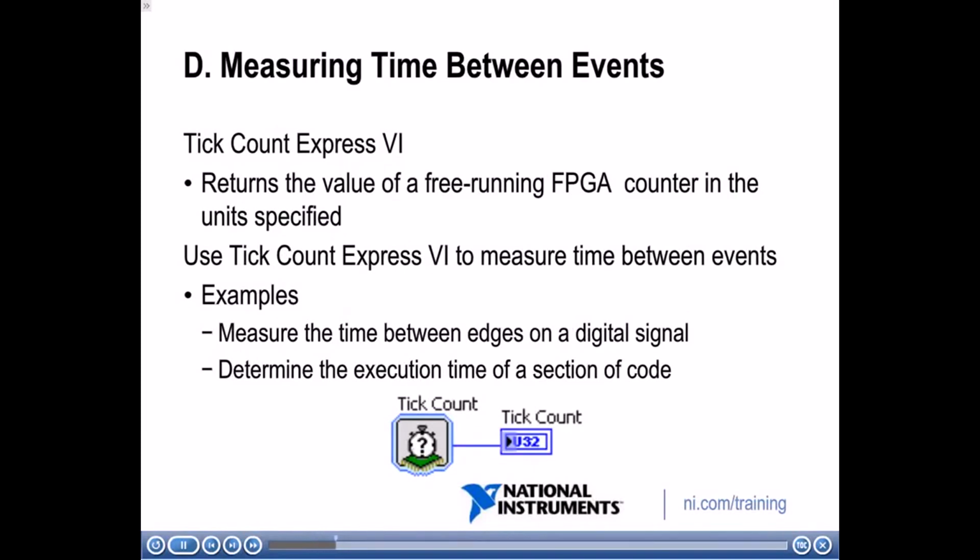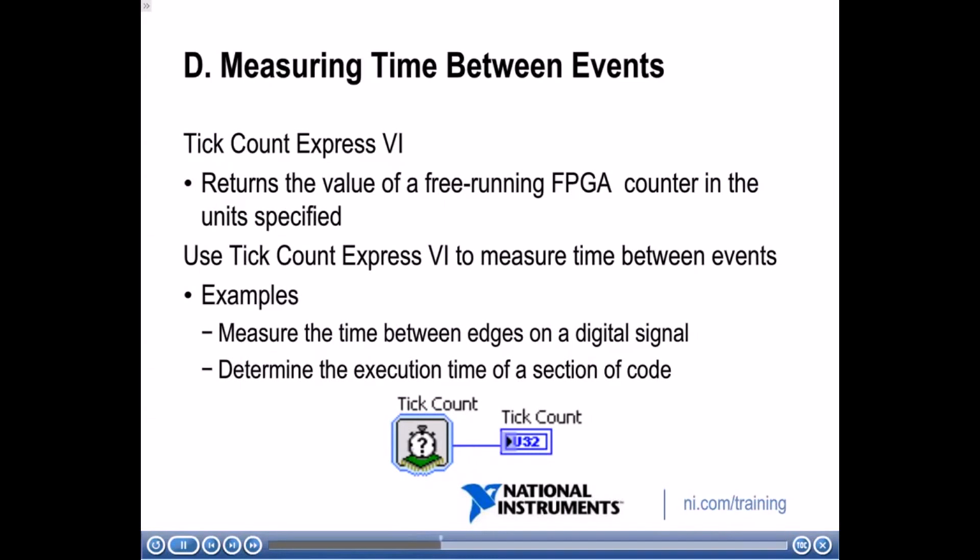If you want to measure time between events, one VI that's good for that is the tick count express VI. The tick count express VI is going to return the value of a free-running FPGA counter in the units specified. Just like the other timing VIs, you can specify the units here. The counter units can be ticks, microseconds, or milliseconds. You can also specify the size of the internal counter as well.